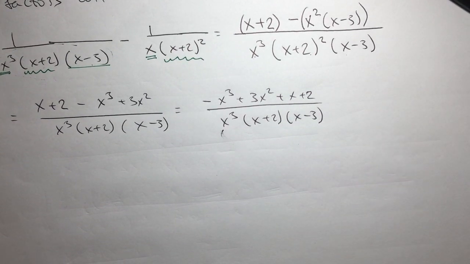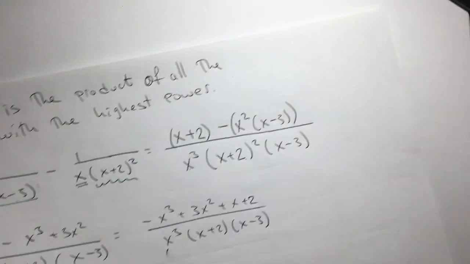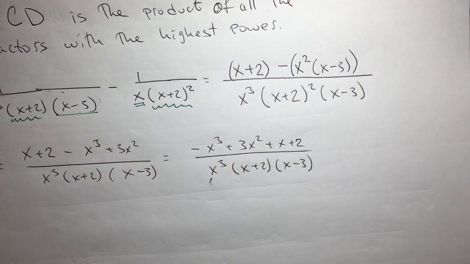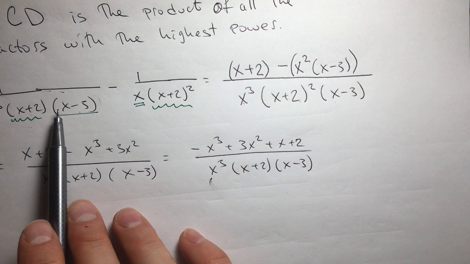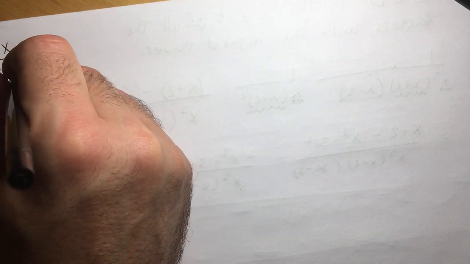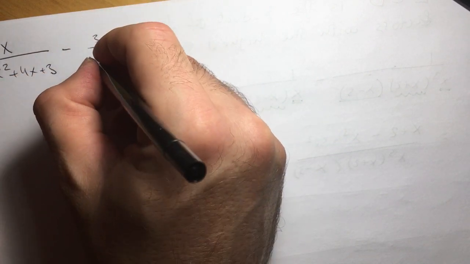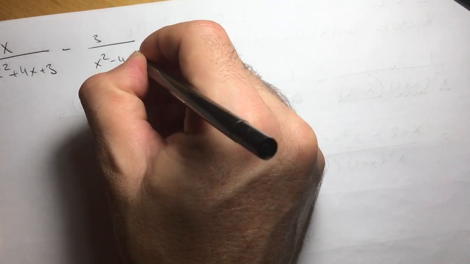Okay, usually what we have to do, let's do another example. So here, for example, in this example, the denominator should be factored, but usually that's not the case, so let's do one last example. x over x squared plus 4x plus 3 minus 3 over x squared minus 4x minus 5.